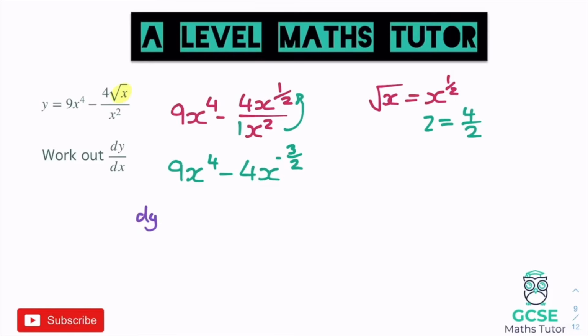So we get dy over dx, and that's going to equal, and let's have a look, 9 times the 4 is 36x, reduce that down to a power of 3, and then we have negative 3 halves times negative 4 at the front. So that's going to become positive because we've got negative 4 there, and we're going to times by that negative power, and that's going to become 12 over 2. 4 times 3 is 12 over 2, and that's going to be x. And if we subtract 1 from that power now, that's going to go down to minus 5 over 2.